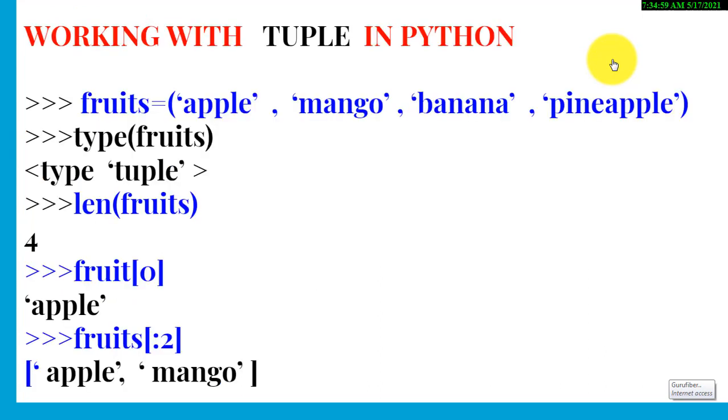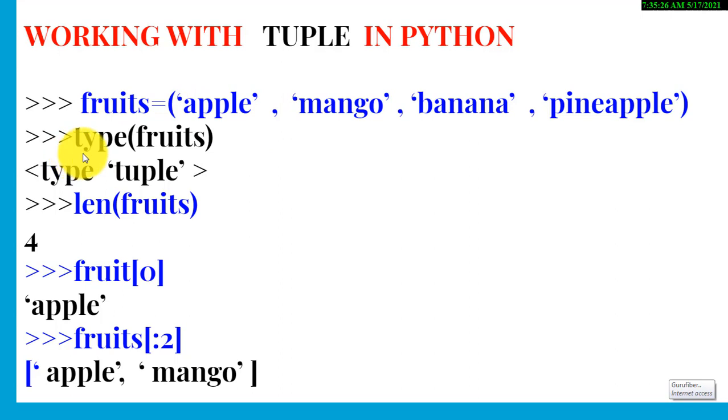Now for working with tuples in Python, we'll just take one small example, as per your textbook, that is the hands-on approach. First we are taking fruits. Fruits is the variable which has been assigned 4 values over here: apple, mango, banana and pineapple. Now these are being enclosed within the parenthesis and separated by a comma.